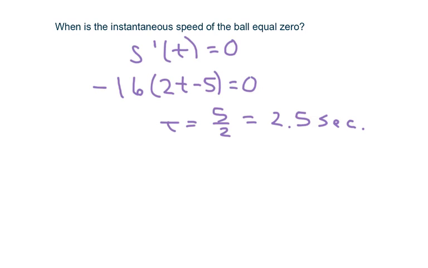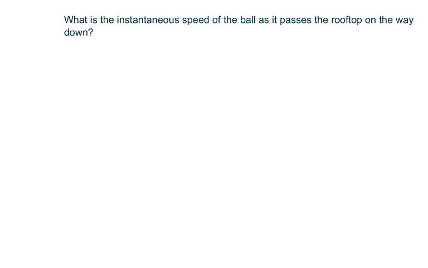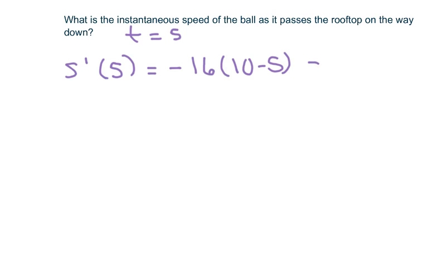The next question is, what is the instantaneous speed of the ball as it passes the rooftop on the way down? And when t equals 5, we're going to let t equals 5. So we're taking the derivative at t equals 5, and you're going to put it in the formula here. It's 10 minus 5. That equals negative 80 feet per second.